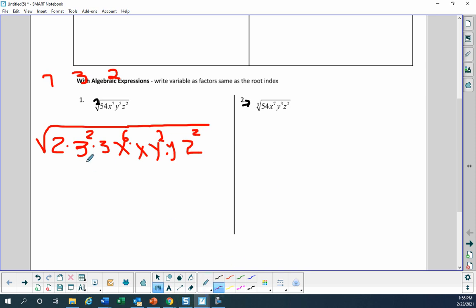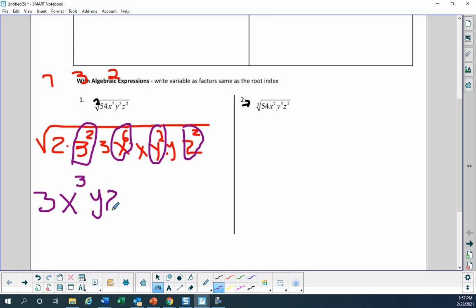So what are the numbers that can come out in pairs? This can come out as 1. This can come out, 6 divided by 2 is 3. This can come out as 1y, and this can come out as 1z. So what is outside? I have a number 3, x to the power of 3, 1y, and 1z. What is left? I have a 2 times 3, which is 6, and 1x, and then 1y. That would be it.